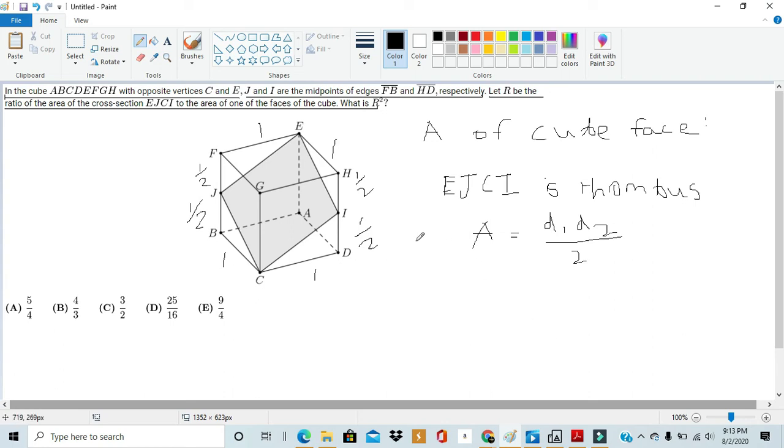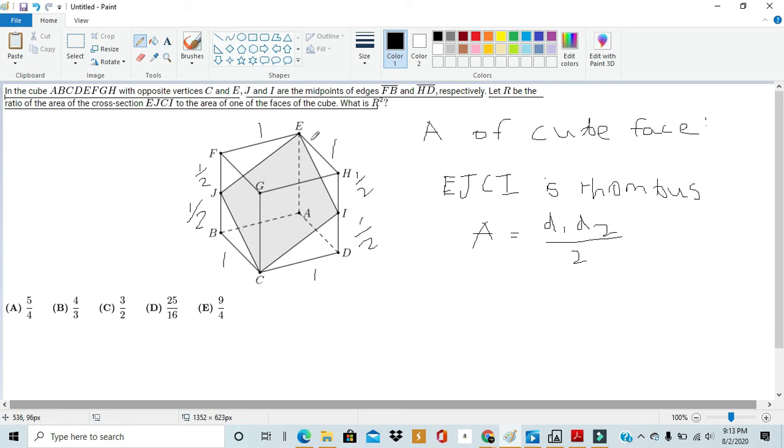So if we want to just find the area of EJCI, which will help us get the ratio of EJCI to the area of one of the faces of the cube, which we can square for the answer, we just need to compute for two diagonals of EJCI, a D1 and a D2. So let's start. Let's take D1 as the diagonal from E to C.